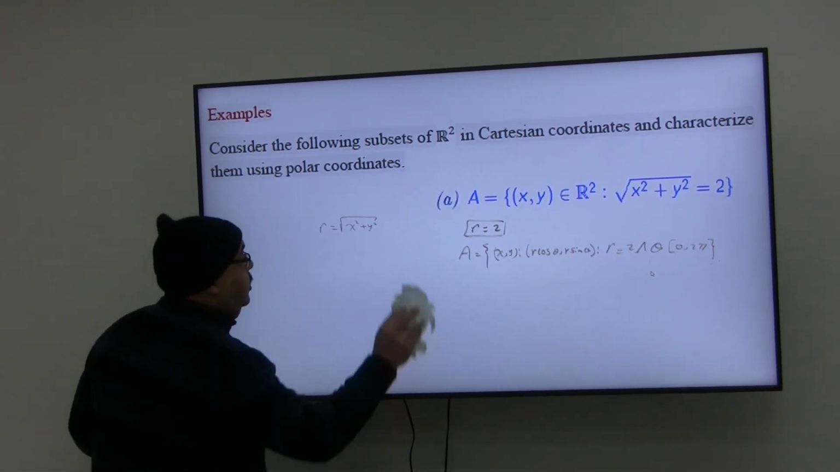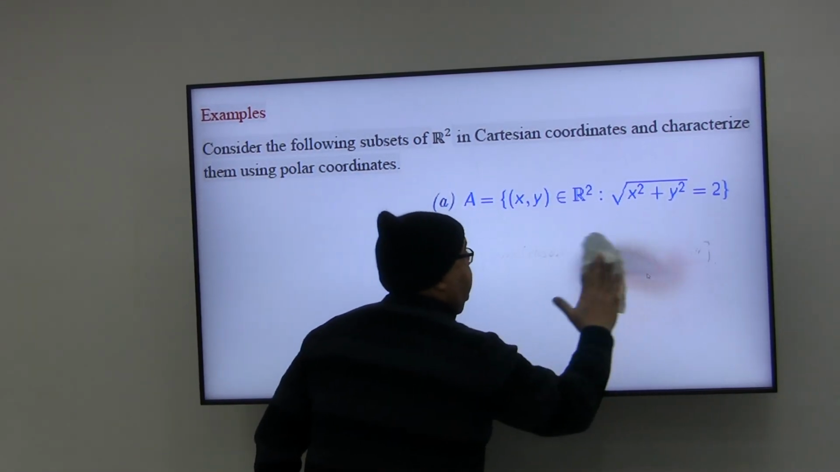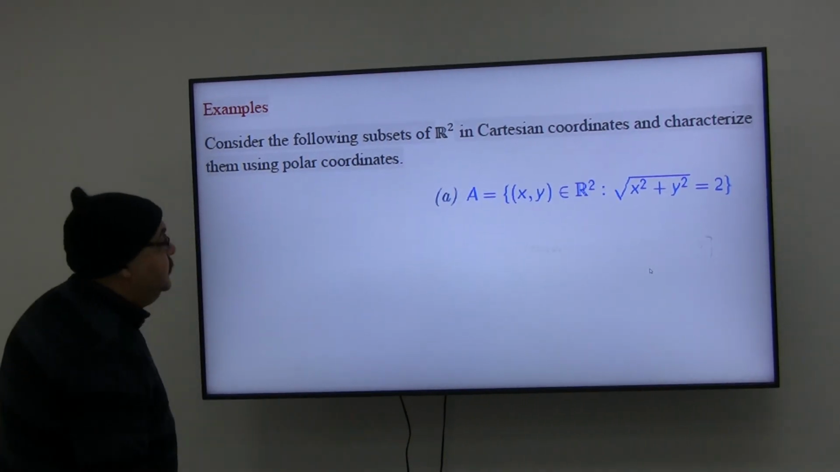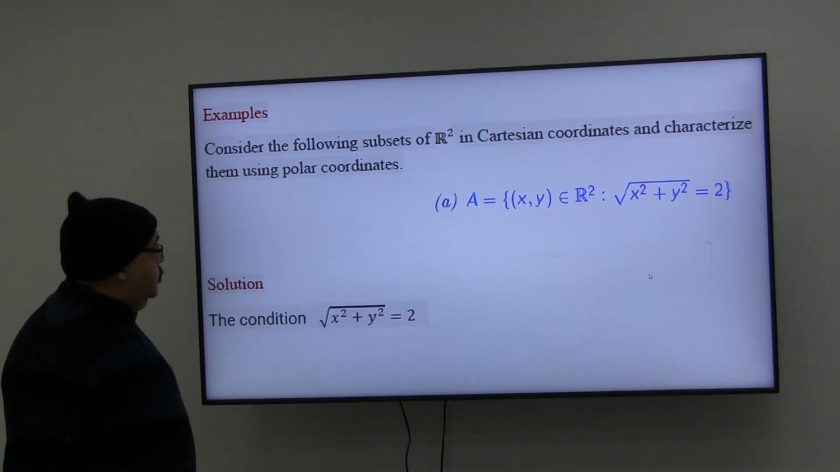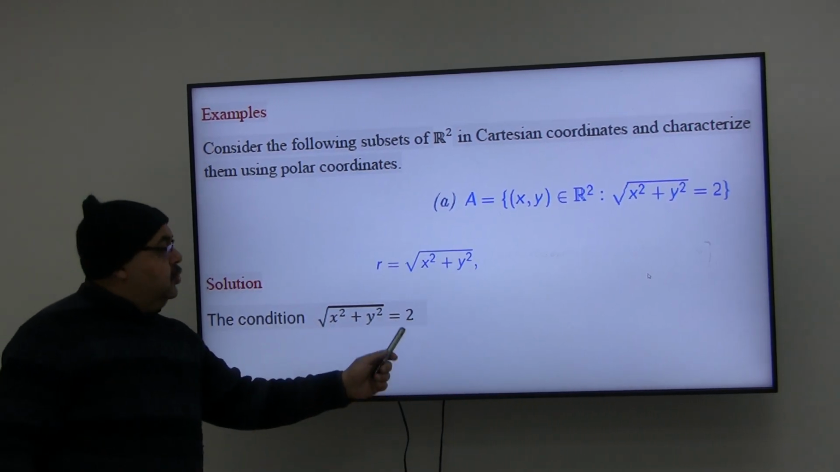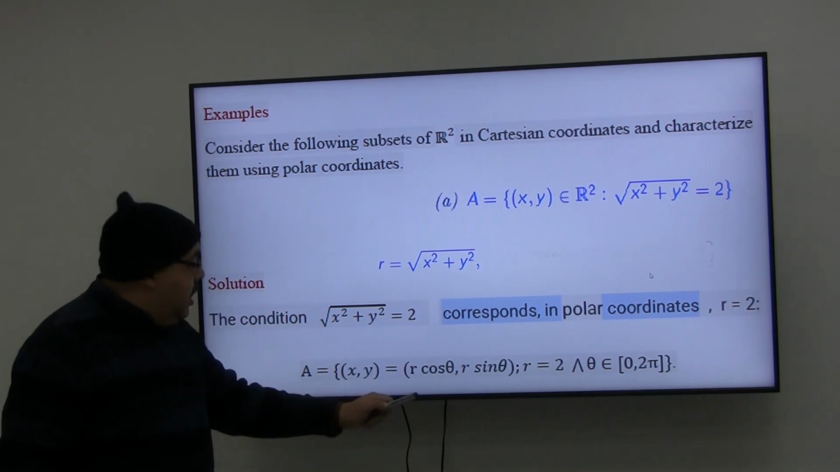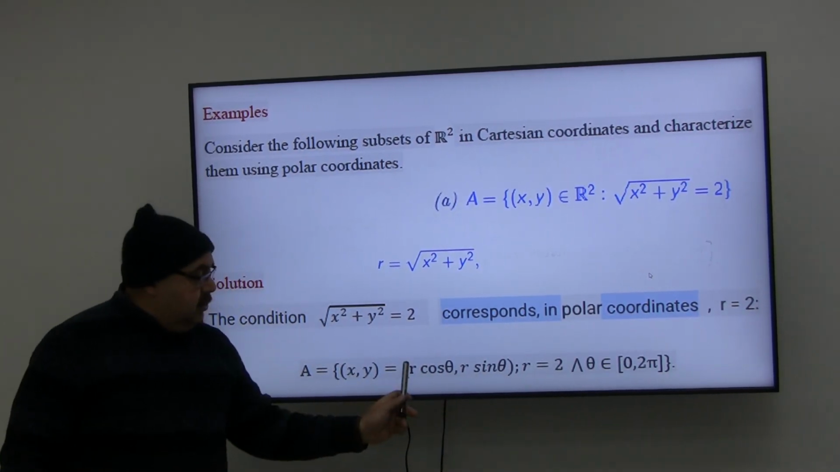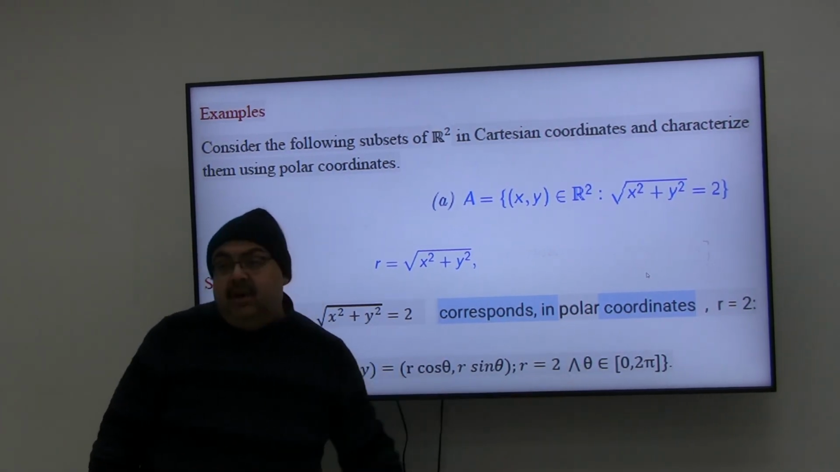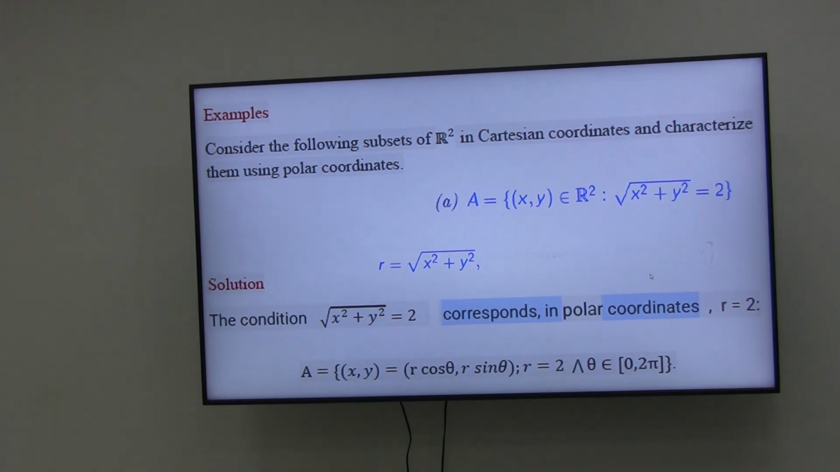So once more, I can do this exactly as I told you. As I told you, the condition is root x squared plus y squared equal to 2. So I'm talking about a circle with radius equal to 2. The x, y is equal to r cosine theta, r sine theta, such that r is equal to 2 and theta is running from 0 up to 2 pi. So that's the complete circle.